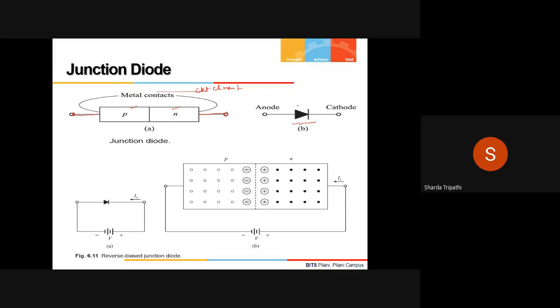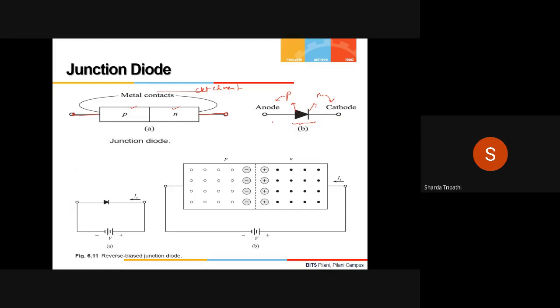The symbol is as shown over here. So this will be a triangle placed along with a vertical line. So this triangle denotes the P side, and this vertical line denotes the N side. So this P side is also called the anode and the N side is also called the cathode. Now, when you connect this into a circuit, it is very important to observe how this is connected.